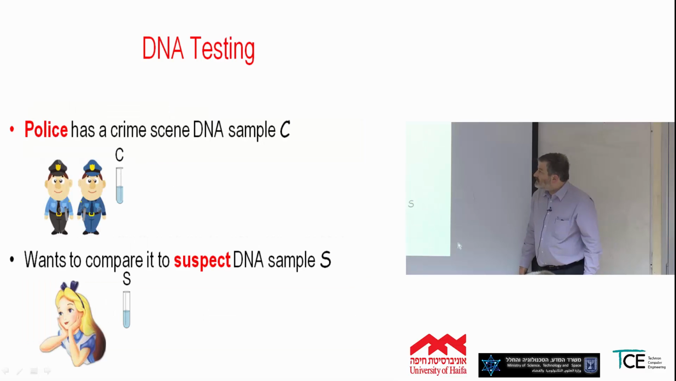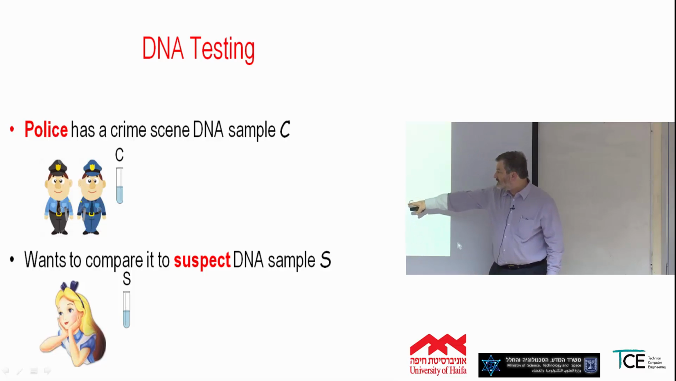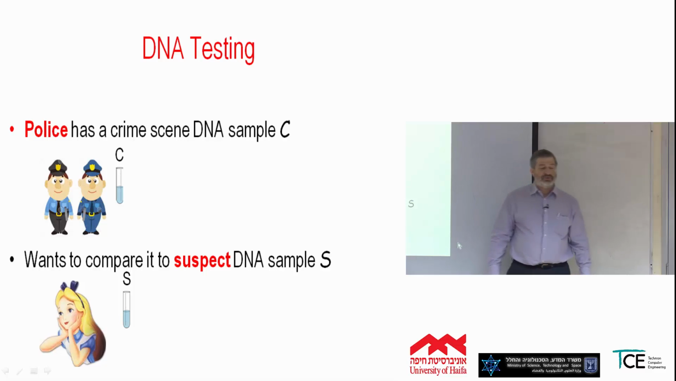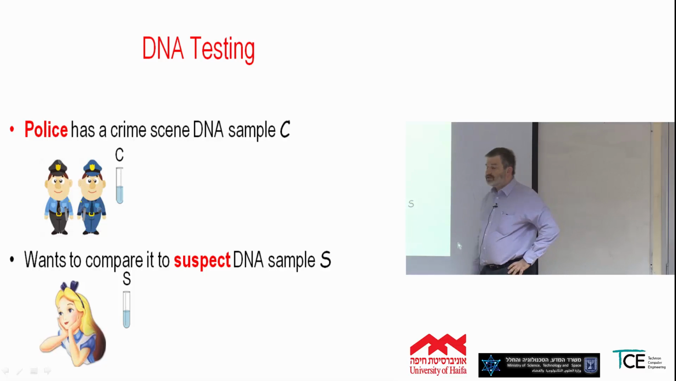Okay, so here is the thing. We have the police. The police have a crime scene DNA sample C, and they want to compare it to a suspect DNA sample S. So C, crime scene, S, suspect. The police have C, Alice produces S. The suspect produces S, and they want to compare S to C. And Alice, of course, claims that she's innocent. So she wants to argue that S is not equal to C.